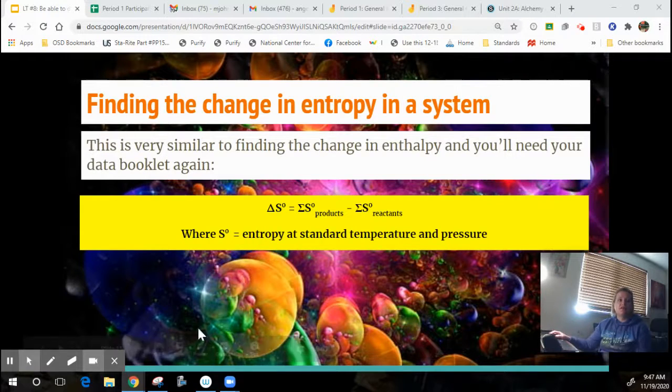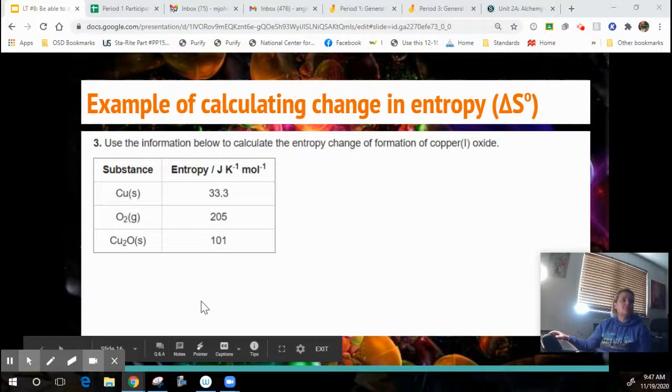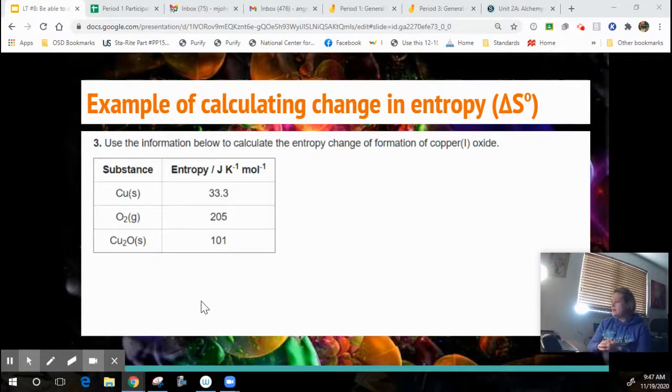Notice that you've got the S here standing for entropy with a superscript of that little 0, reminding yourself that that is going to be calculated at standard temperature and pressure. So let's take a look at how this works with an example. Here is a paper 2 question from last year. It says, use the information below to calculate the entropy change of the formation of copper 1 oxide.